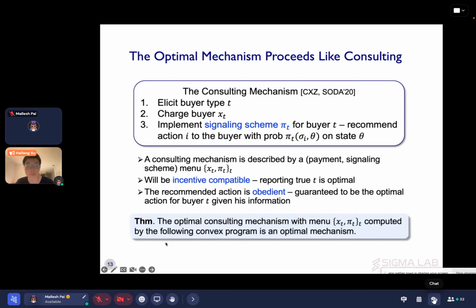It turns out that the optimal consulting mechanism, this format with the menu (pi_T, x_T), computed by a convex program that I'm going to show you next, is an optimal mechanism for the previous general problem.